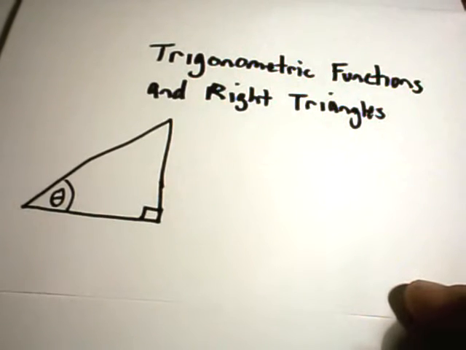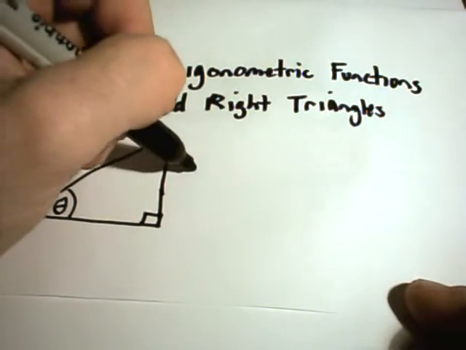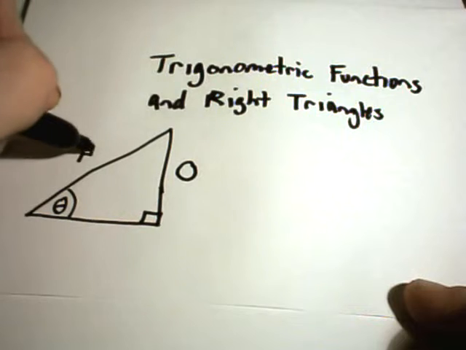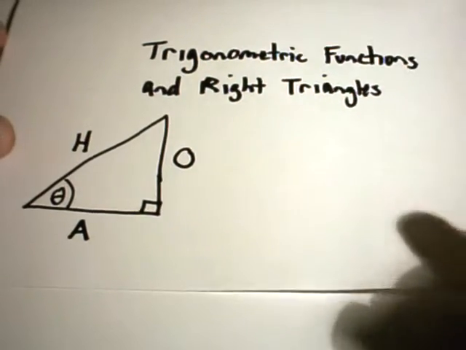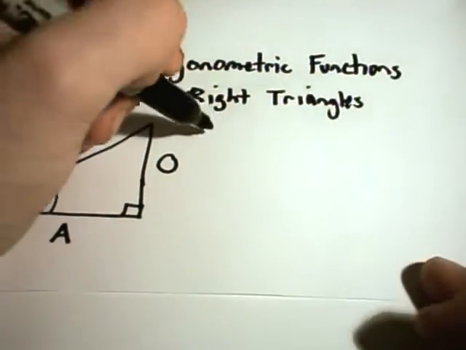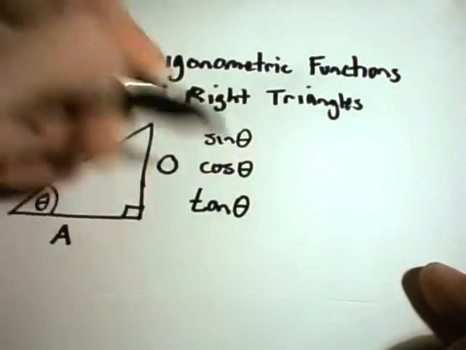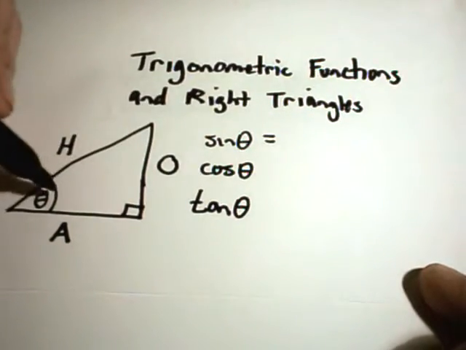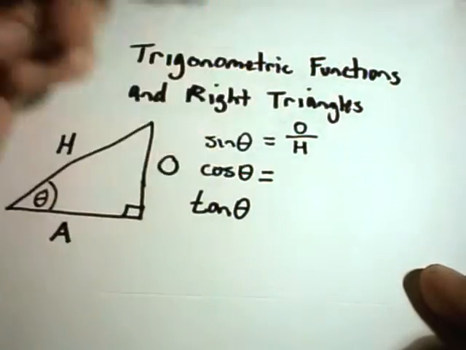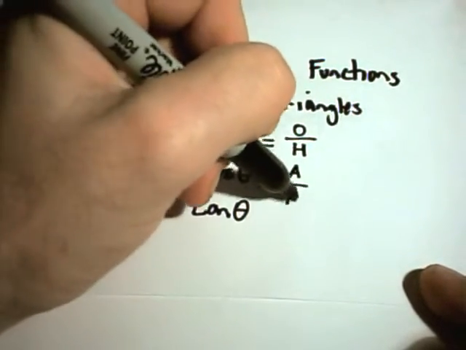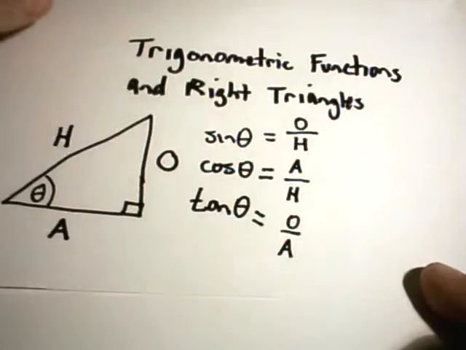Suppose we call the angle in the bottom left corner theta, and we'll label the side opposite theta O. We'll call the long side, the hypotenuse, H, and we'll call the adjacent side A. So there's a relationship involving sine of theta, cosine of theta, and tangent of theta that you can read off of this triangle. Sine of theta is going to be defined to be the side opposite over the hypotenuse. Cosine is the adjacent over the hypotenuse. And tangent of theta is going to be the opposite over the adjacent.